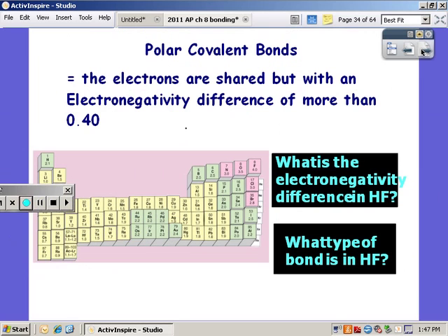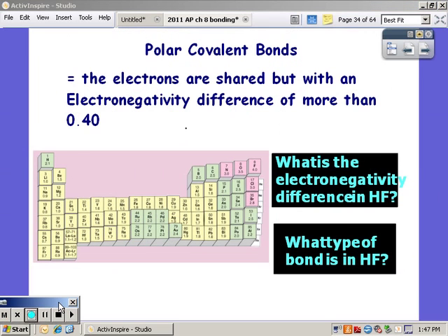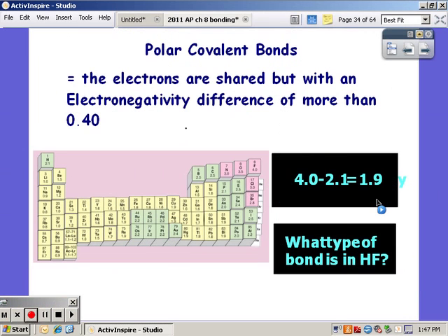In a polar covalent bond, the electrons are shared, but with an electronegativity difference of more than 0.4. So if we are looking at HF, fluorine has an electronegativity of 4, and hydrogen has an electronegativity of 2.1, so that's a difference of 1.9. So that's a polar covalent bond.